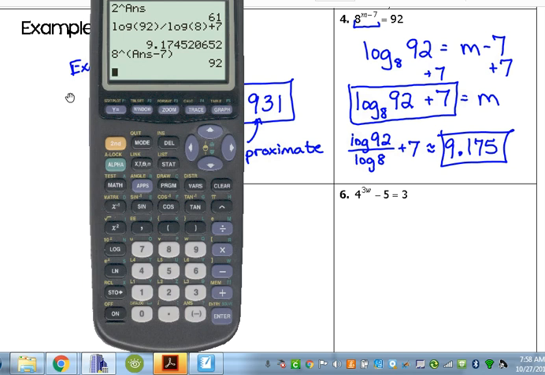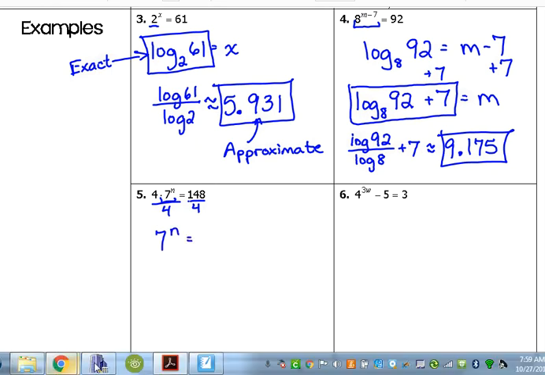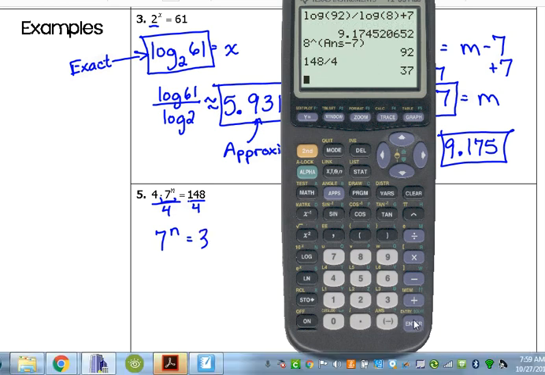Okay, so I checked the answer. I got 92. Okay, so we're good. So this isn't too bad, right? All right, number 5. We've got 4 times 7 to the n is equal to 148. So we've got to get the exponential by itself. Right now it's being multiplied by 4, so how do we get it by itself? Anybody? Divide both sides by 4, right? It was being multiplied by 4, then we divide both sides by 4. Hopefully 148 is evenly divisible by 4. We get 37.